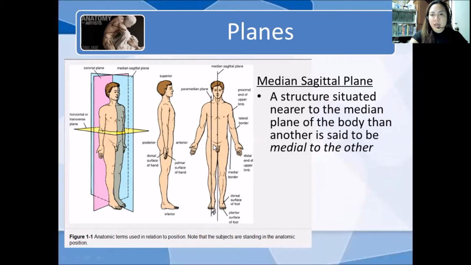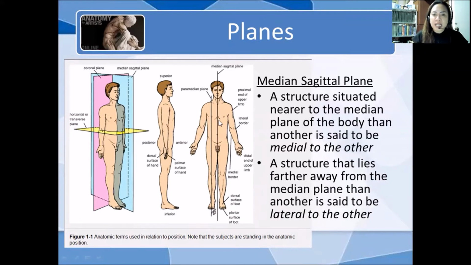A structure, for example, situated nearer to the median plane of the body than another structure, nandito siya, mas near siya sa median plane, is said to be medial to the other. Okay? Medial, mas malapit doon sa gitna. Okay. So a structure that lies further away from the median plane, when compared to a structure that is located here, is said to be lateral to another.